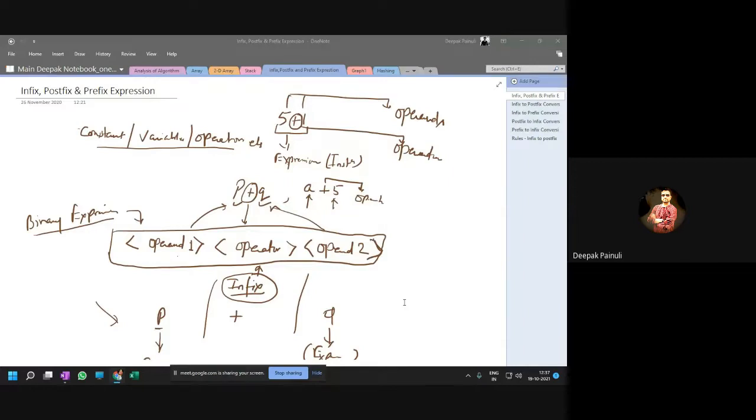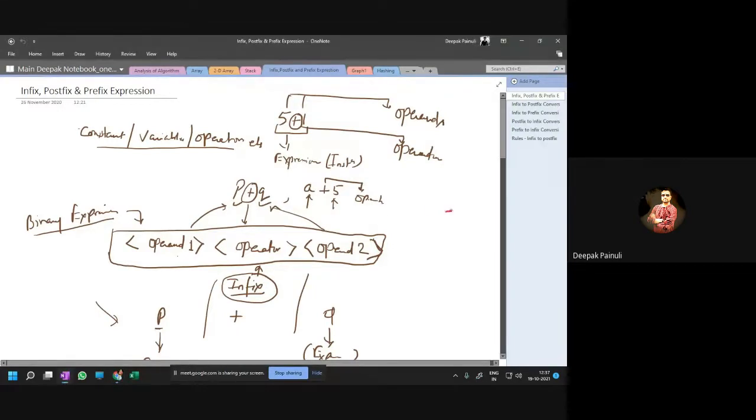Postfix and prefix expressions, right? What are all these? These all are arithmetic operations. Let's say if you write a plus c, this is a kind of arithmetic expression, right guys?